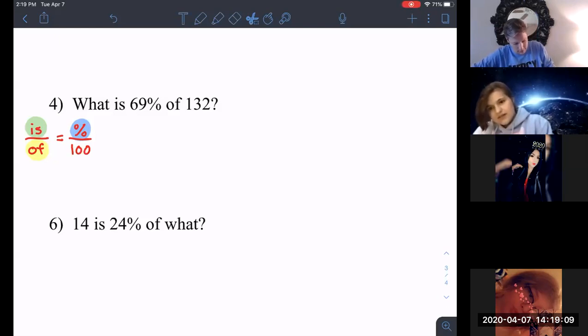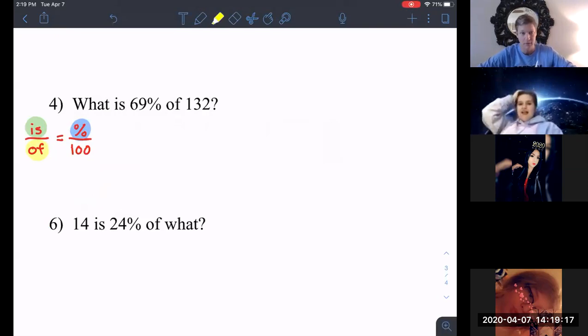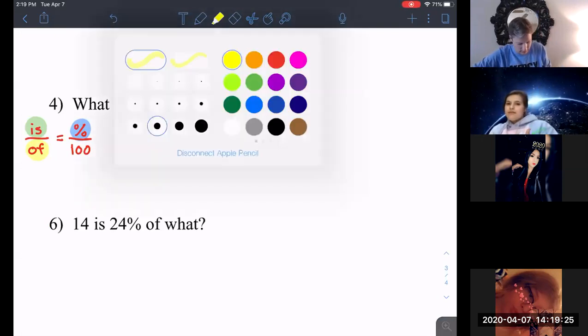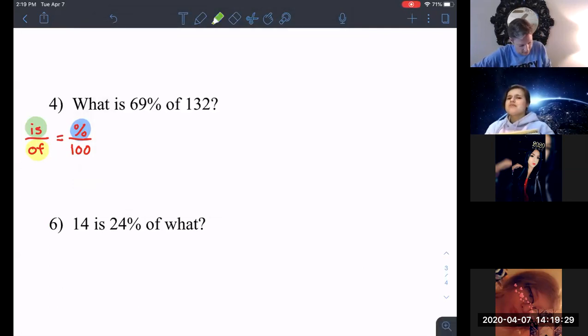So the first thing, let's start with the question. What is number 4 asking you to find? The is number, the of number, or the percentage? The of. No, look at it closely. Oh no, is. What is, right? There's the question, What is, so that means that's where our variable is going to be.